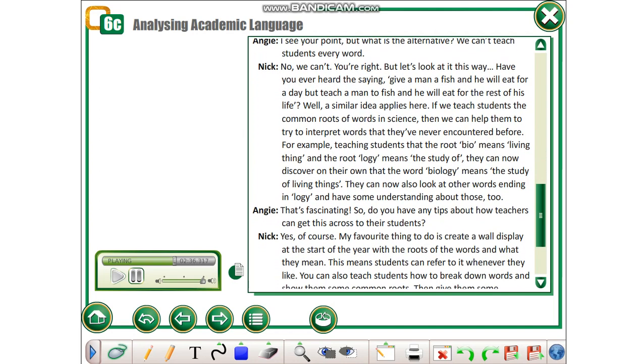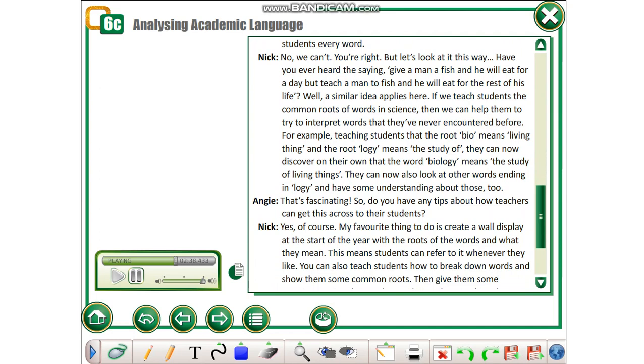But let's look at it this way. Have you ever heard the saying, give a man a fish and he will eat for a day, but teach a man to fish and he will eat for the rest of his life? Well, a similar idea applies here. If we teach students the common roots of words in science, then we can help them to try to interpret words that they've never encountered before.